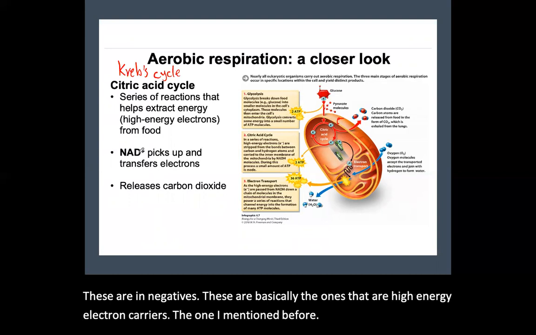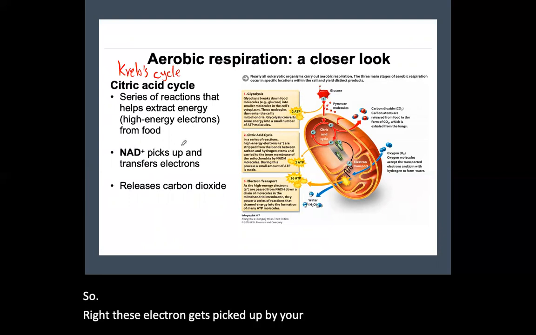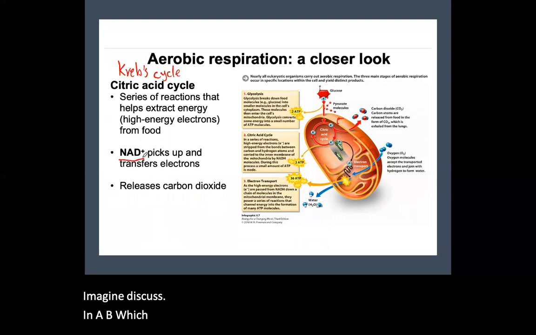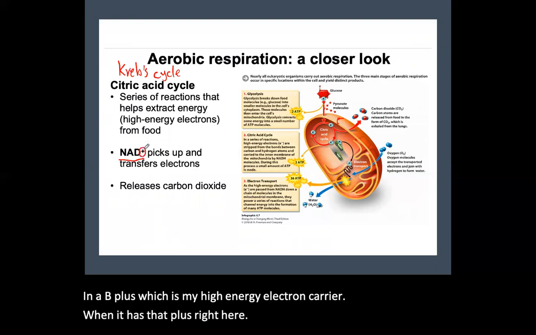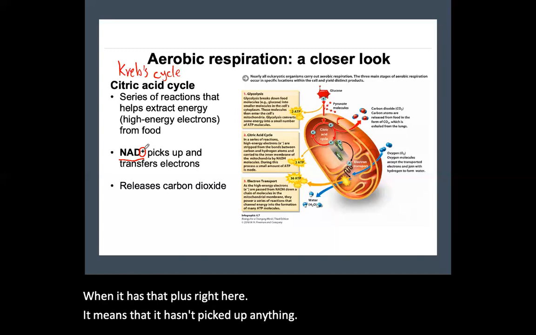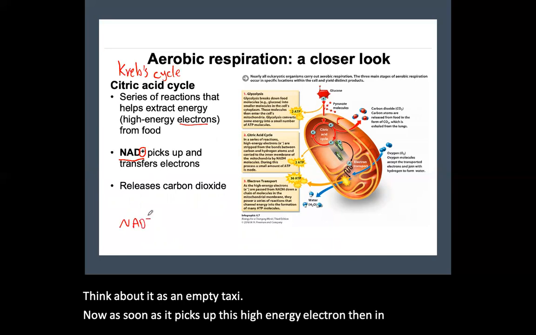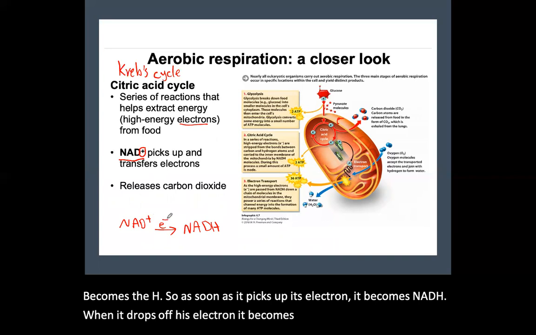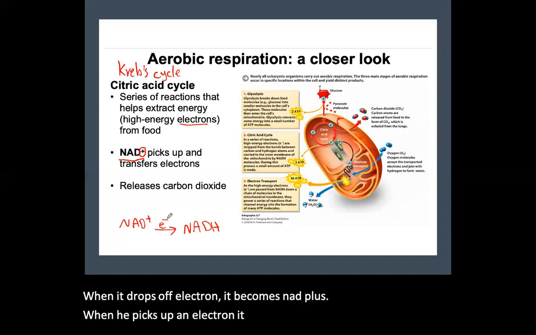So, these electrons get picked up by your high energy electron carriers. So imagine this, guys. NAD plus, which is my high energy electron carrier. When it has that plus right here, it means that it hasn't picked up anything. Think about it as an empty taxi, okay? Now, as soon as it picks up this high energy electron, then NAD plus becomes NADH. So as soon as it picks up its electron, it becomes NADH. When it drops off its electron, it becomes NAD plus. When it picks up an electron, it becomes NADH.